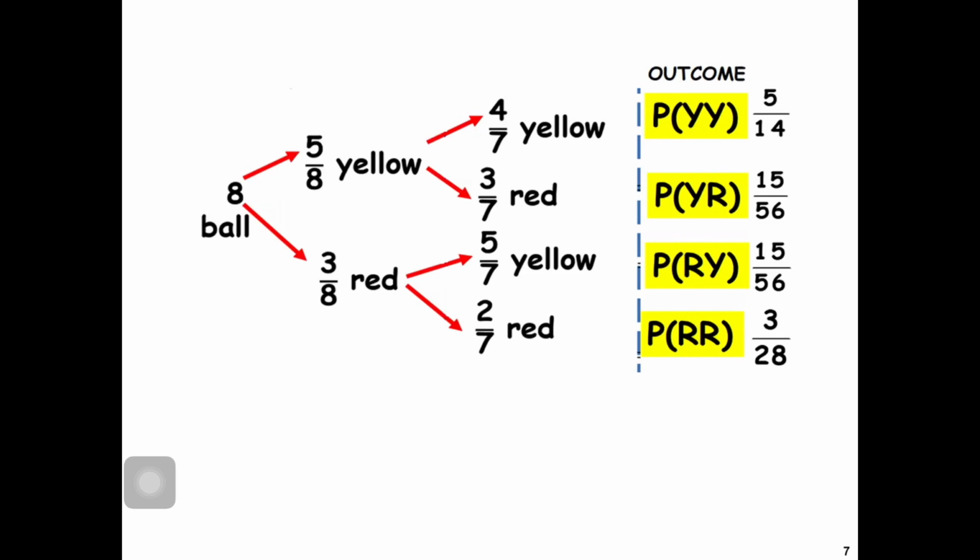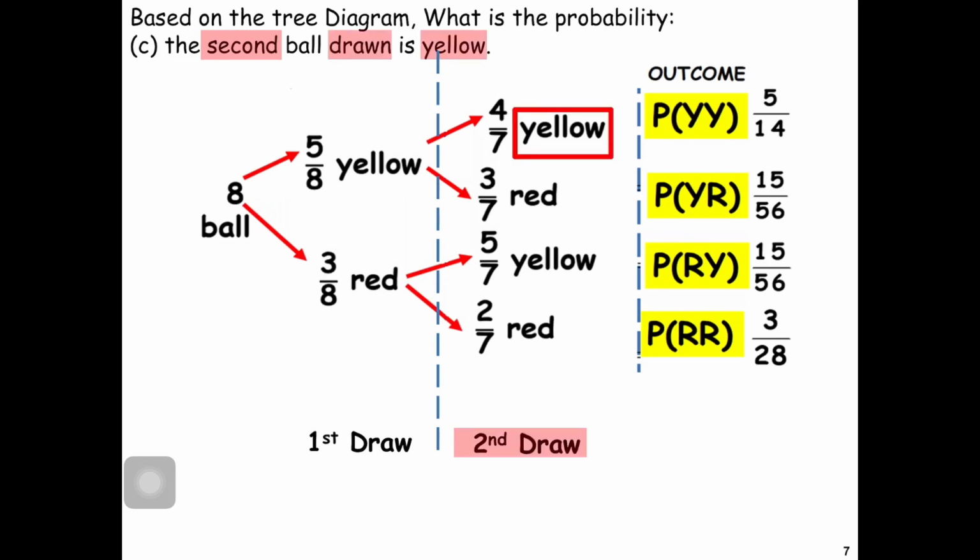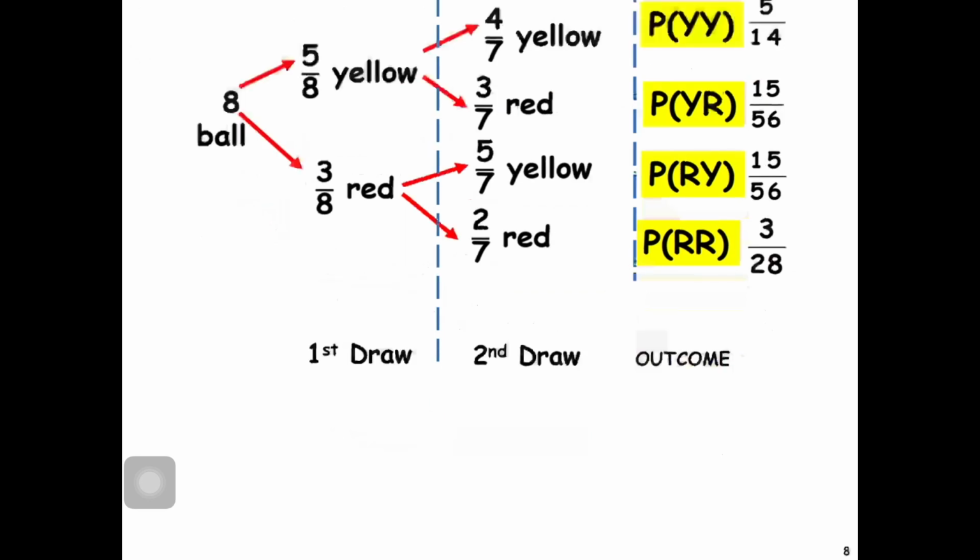Okay, so based on your tree diagram, what is the probability the second ball drawn is yellow? So this is the first draw area, and then this is the second draw's area. So the second draw is yellow. So the yellow that you can find on the second draw area, the outcome will be probability yellow, yellow. And then you have another outcome that is yellow in the second draw over there. So the probability outcome is probability red, yellow.